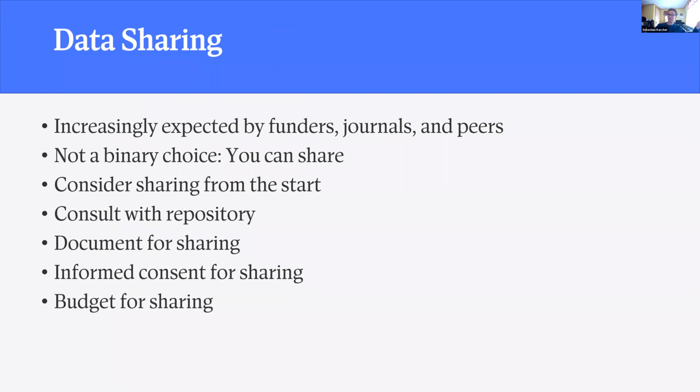Last topic that I briefly want to talk about is data sharing. It's increasingly expected for all empirical research. It was expected by funders. It's increasingly expected by journals and by your peers who will expect you to work transparently. It's not a binary choice. You can share part of your data that's perhaps more easily shareable than other parts of your data, if that's the only option that you have for copyright or human participants reasons.